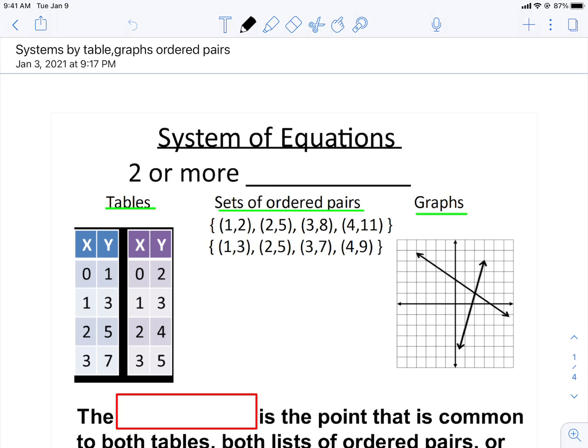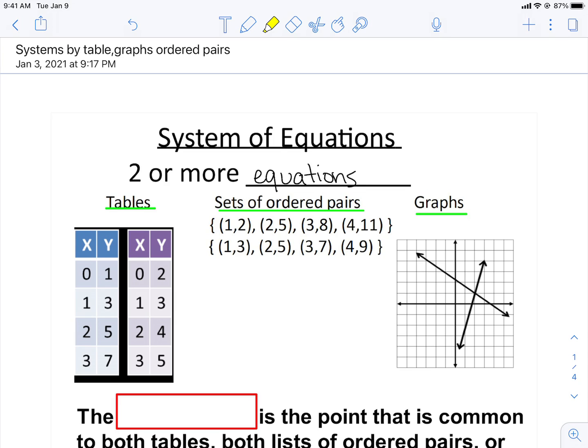Today we're going to be talking about systems of equations. We're going to be looking at tables, sets of ordered pairs, and graphs. A system of equations is two or more equations. When we're given a table, what we're looking for is a common point.